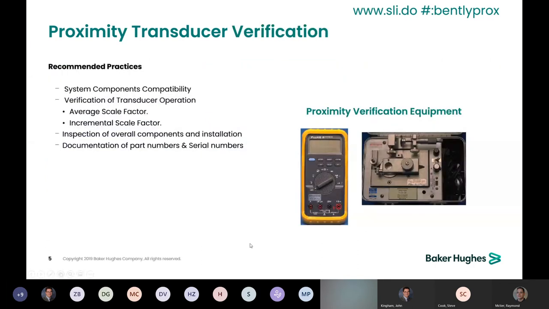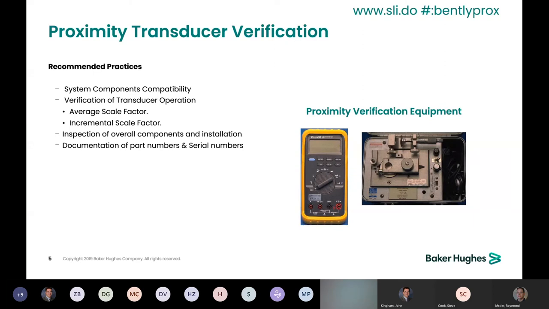Transducer verification. When properly installed, the verified 3300XL transducer system, which includes the probe, the cable, and the proximeter, does not need calibration. However, we do recommend the following practices to ensure continued satisfactory operation of your 3300XL system.